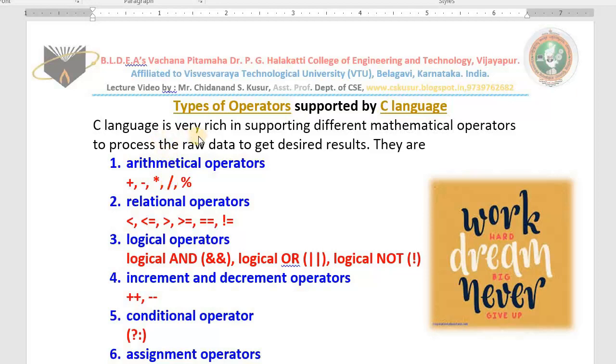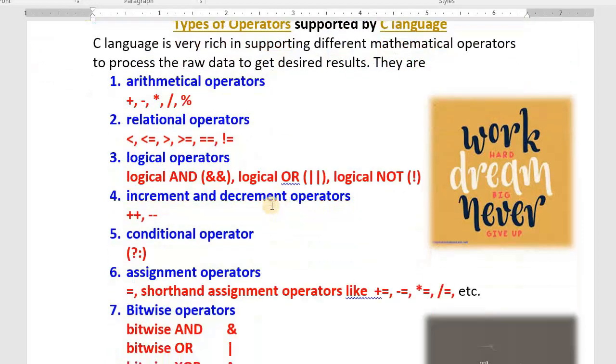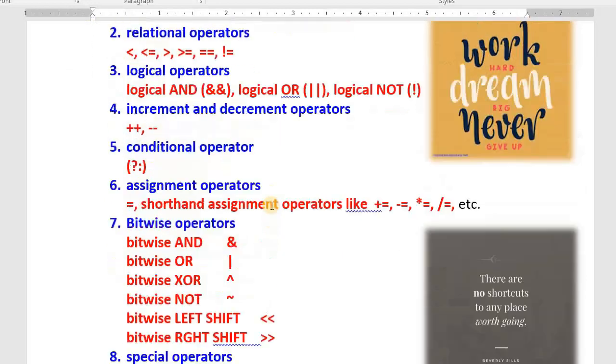C language is very rich in terms of supporting different mathematical operators, so that you can write mathematical expressions. Mathematical expressions help us to get the desired result. Yes or no? To process the raw data to get desired results, we write mathematical expressions. Okay, I start. C language supports many operators, but we restrict our study to 8 types of operators.